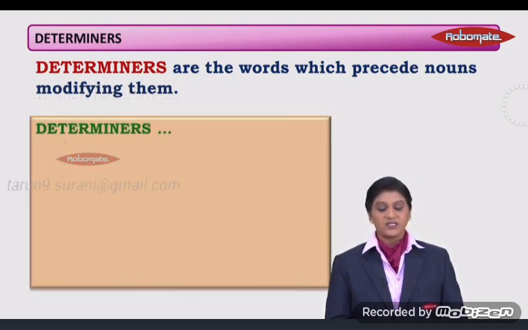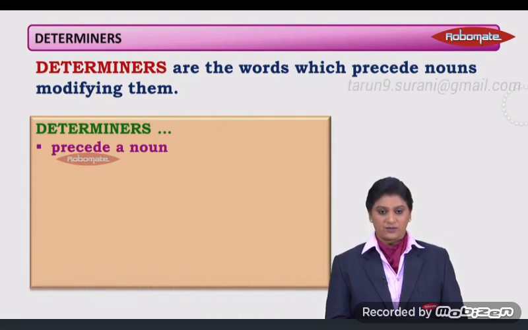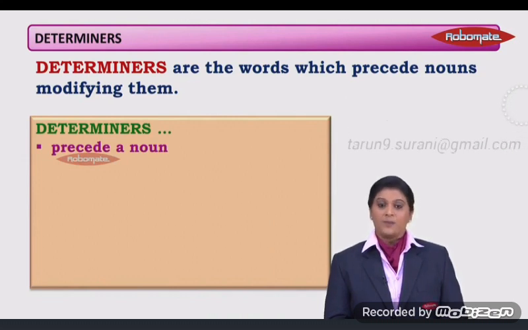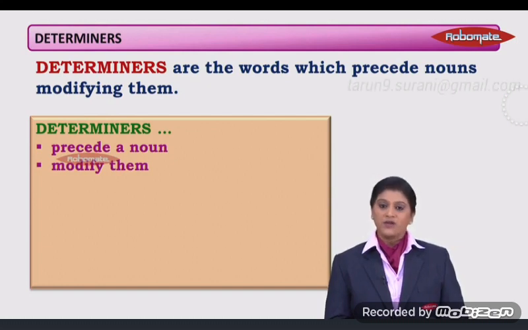First of all, determiners precede a noun. By precede, we simply mean they come before a noun. It is not necessary that it comes exactly before a noun, but yes, it comes before a noun. Secondly, it modifies them. Modify is a term that is a little difficult to understand, but if you know the elements, you will know what it means.